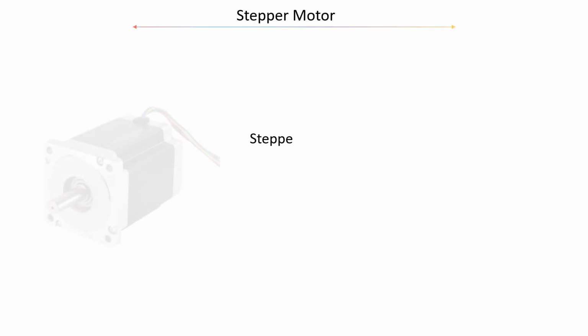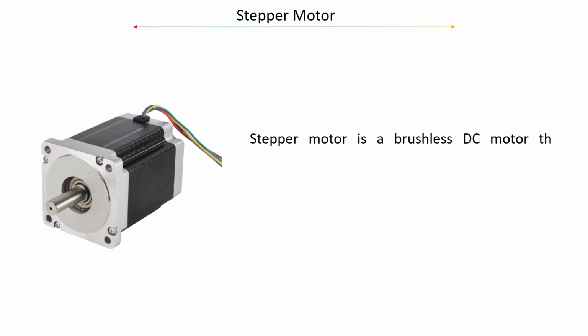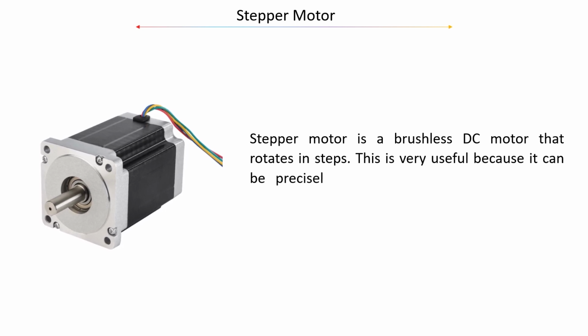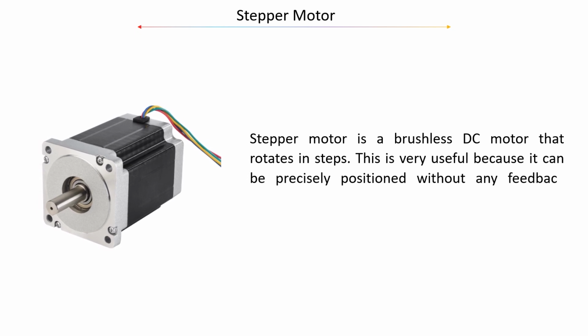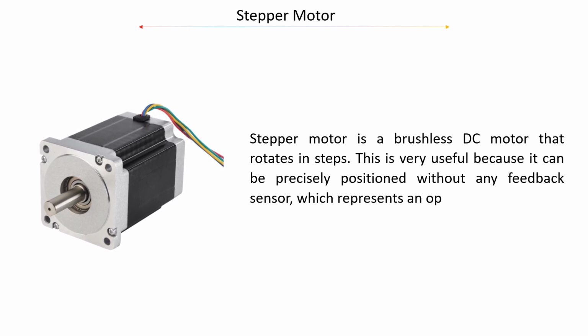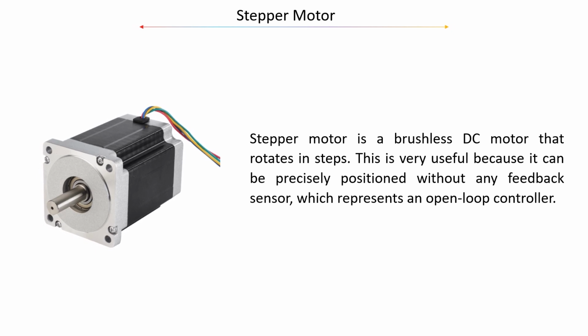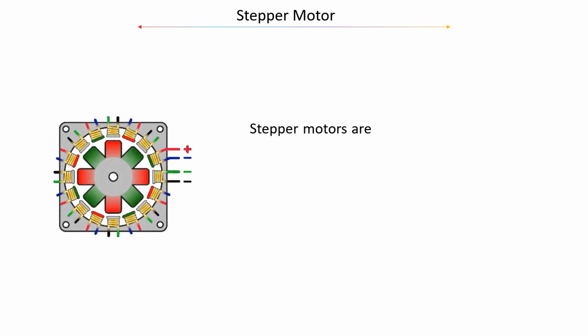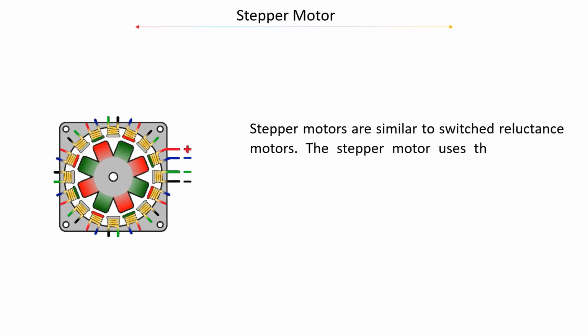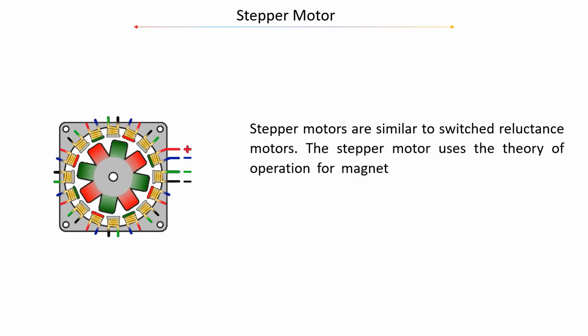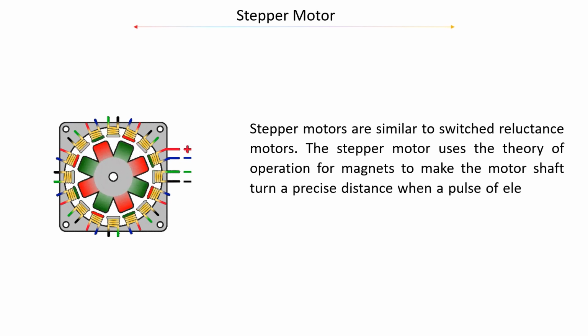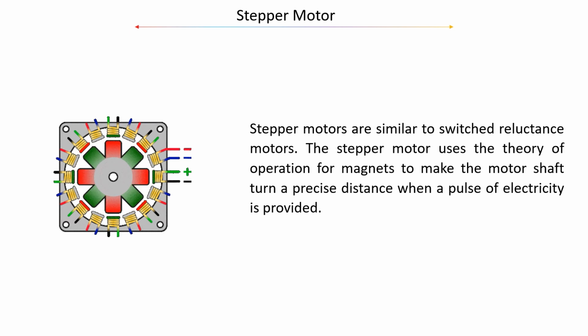Stepper motor. Stepper motor is a brushless DC motor that rotates in steps. This is very useful because it can be precisely positioned without any feedback sensor, which represents an open loop controller. Stepper motors are similar to switched reluctance motors. The stepper motor uses the theory of operation for magnets to make the motor shaft turn a precise distance when a pulse of electricity is provided.